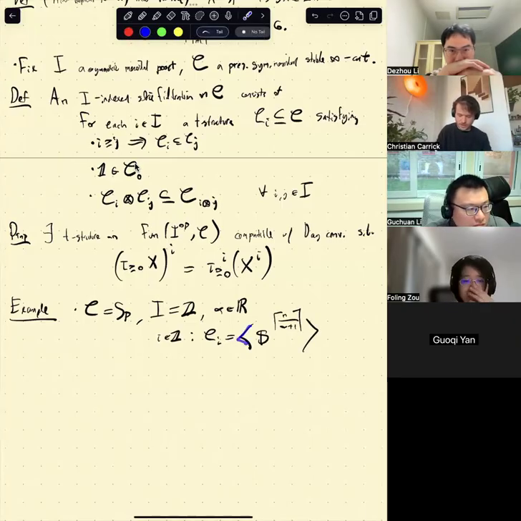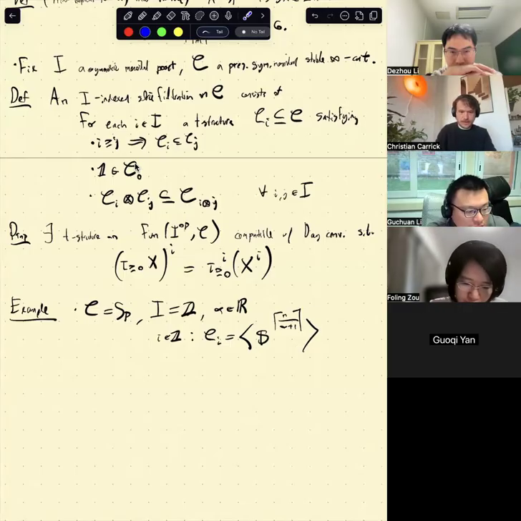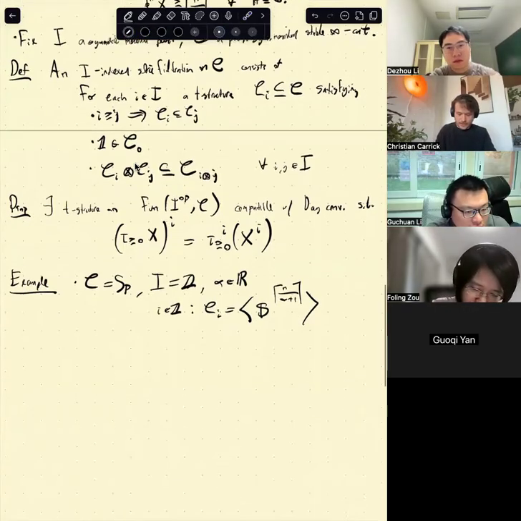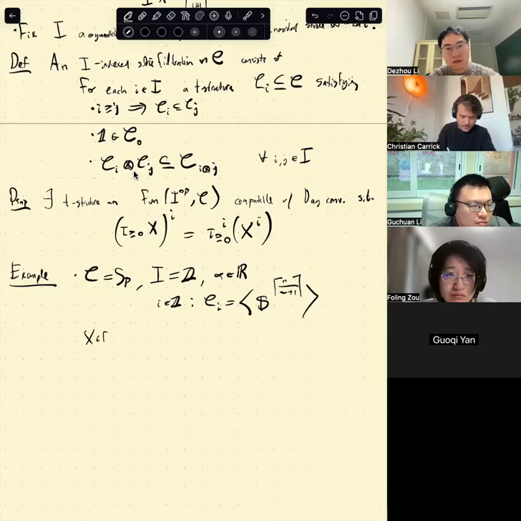So this notation here means I take that object, and then I take the smallest subcategory containing that object and closed under colimits and extensions. And that generates a T structure on the spectrum. Okay, and this I claim gives an I-indexed slice filtration on spectra in the sense above. And the point of this T structure I just defined is that this gives a T structure now on filtered spectra.